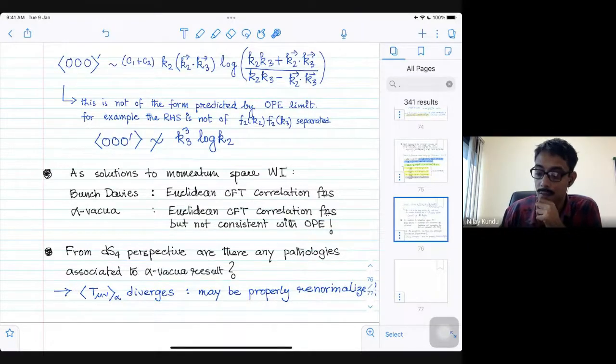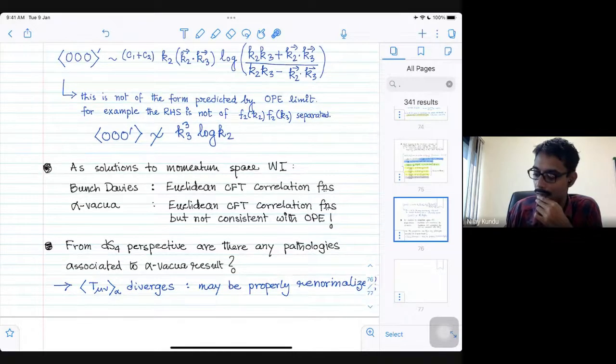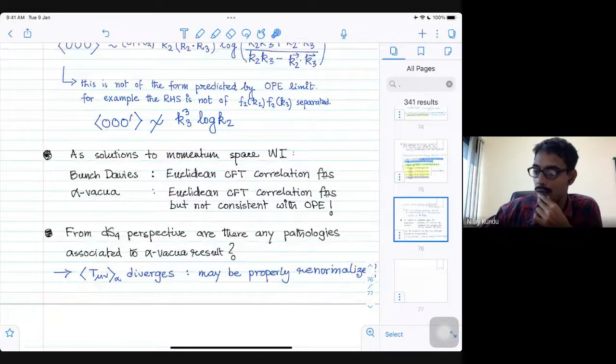But then from the CFT perspective, what to do with some kind of CFT that is not consistent with the OPE, I still don't know any answer to it. So yeah, that's where I would like to stop. Sorry for going over time, and thanks for the attention.